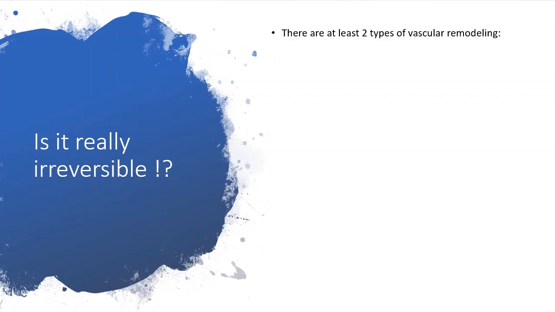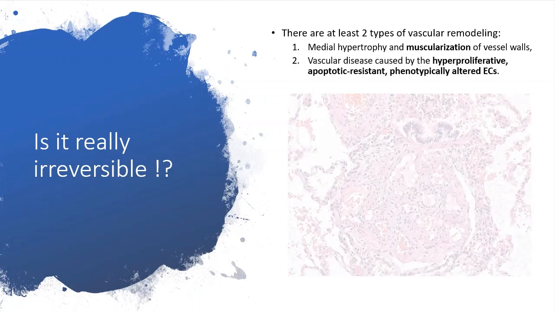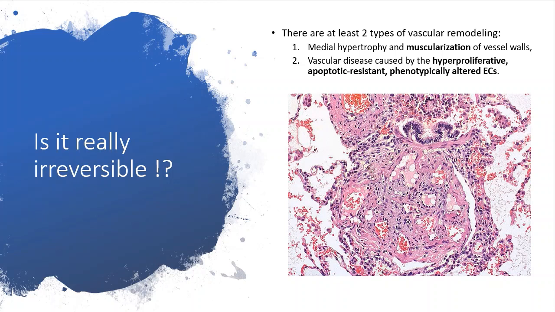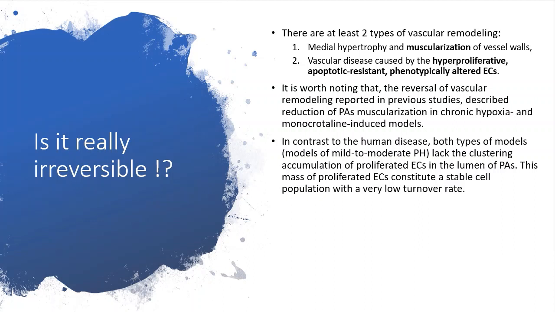Well, as we have seen, there are at least two types of remodeling: those attributed to smooth muscle cell proliferation and muscularization, and those attributed to endothelial cell proliferation, where we have hyperproliferative, apoptotic resistant, and phenotypically altered endothelial cells. It is worth noting that the reversal of vascular remodeling reported in the previous studies actually described reduction of muscularization in chronic hypoxia-induced and monocrotaline-induced models.